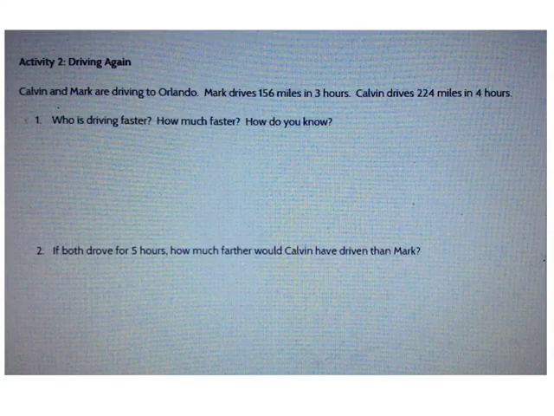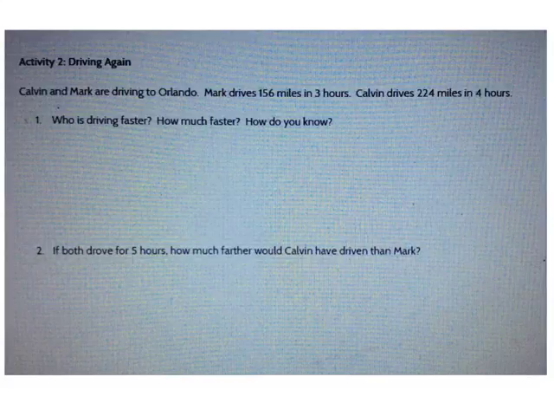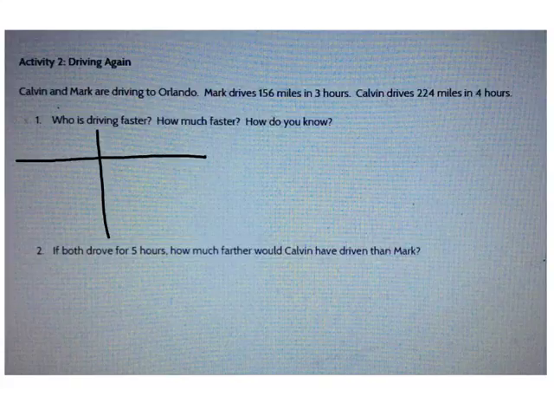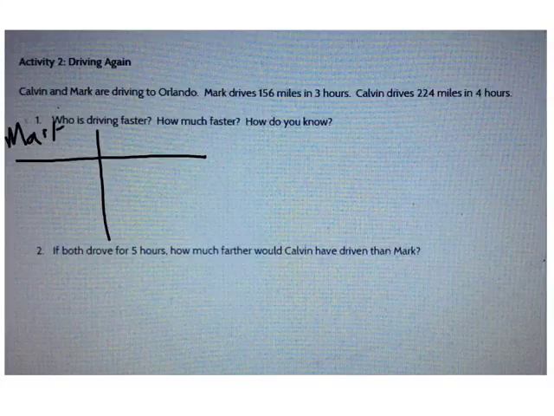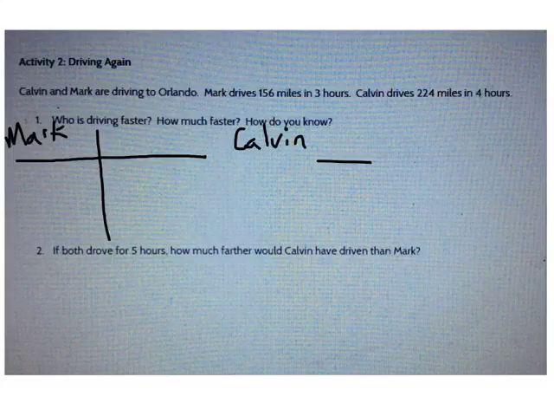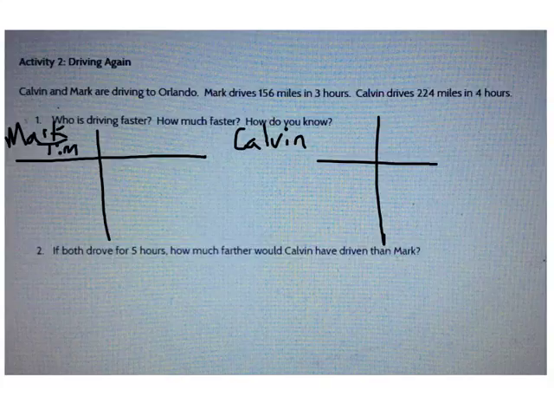Calvin and Mark are driving to Orlando. Mark drives 156 miles in 3 hours. Calvin drives 224 miles in 4 hours. Who is driving faster? How much faster, and how do you know? Let's start by drawing a table for each driver. One for Mark and one for Calvin. Remember that for each table, I should have a space for the time and a space for the distance.